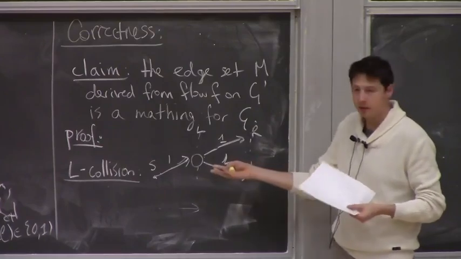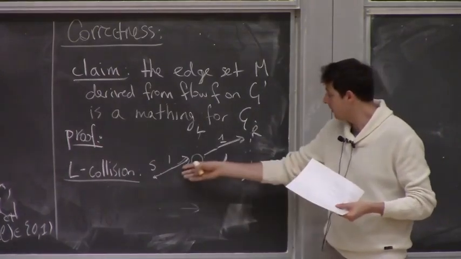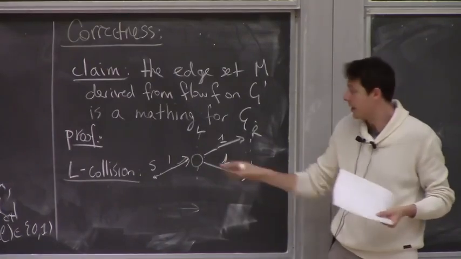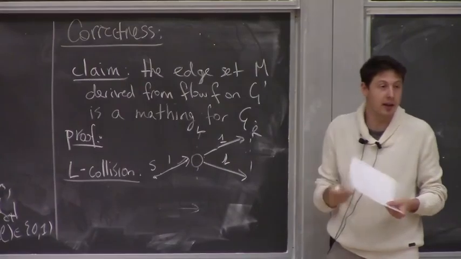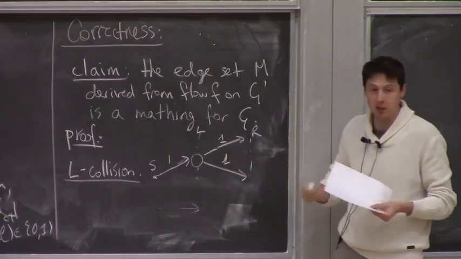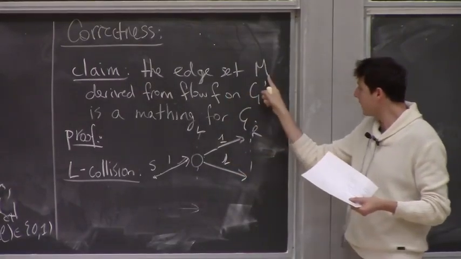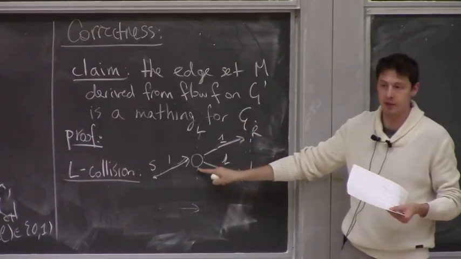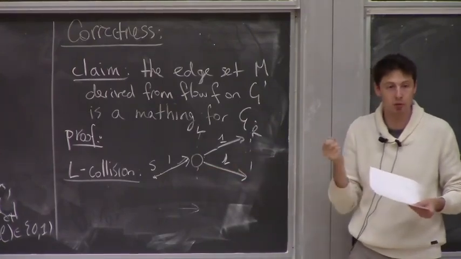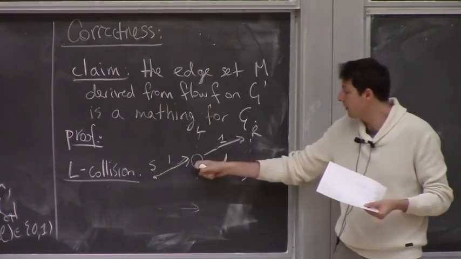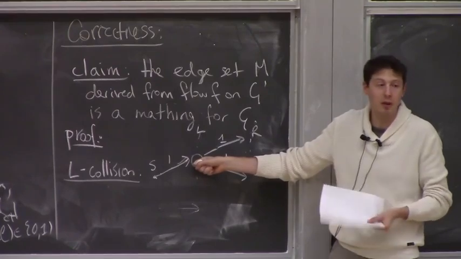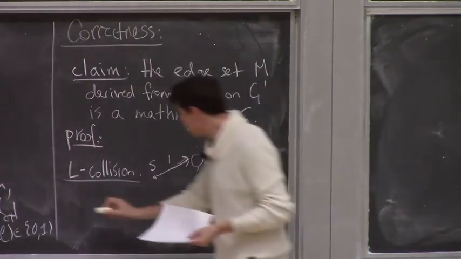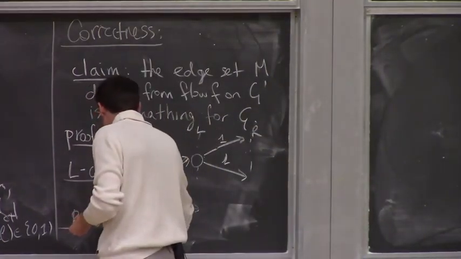No, why? Because in comes 1, out comes 2. This is not a valid flow. It could have happened, right? So an L collision makes no sense. It can never be the case that I selected as part of my edge set M both these two edges that come from the same left vertex, because that would mean that I'm pulling out 2 units of flow, but really every vertex receives only 1 unit of flow, so that would violate the constraint, so this could not have happened, right? So let's look at the other case, an R collision.